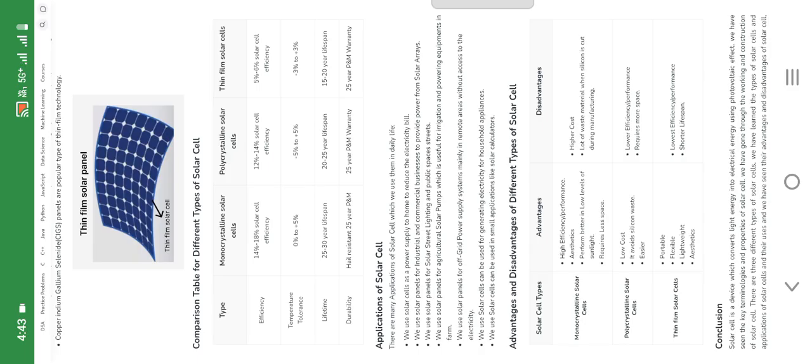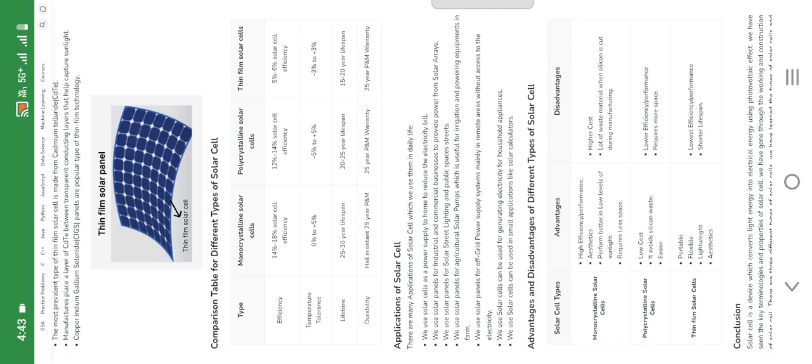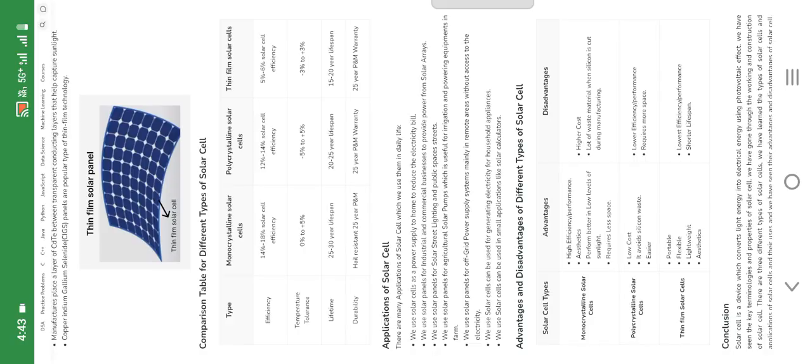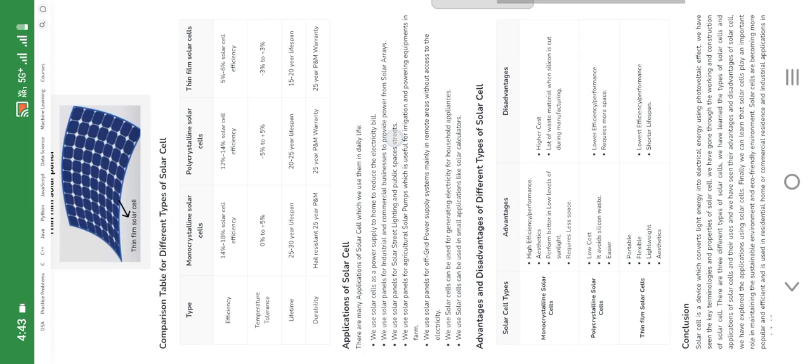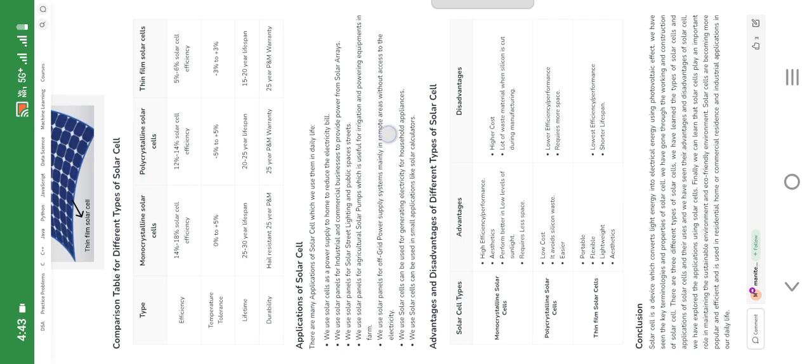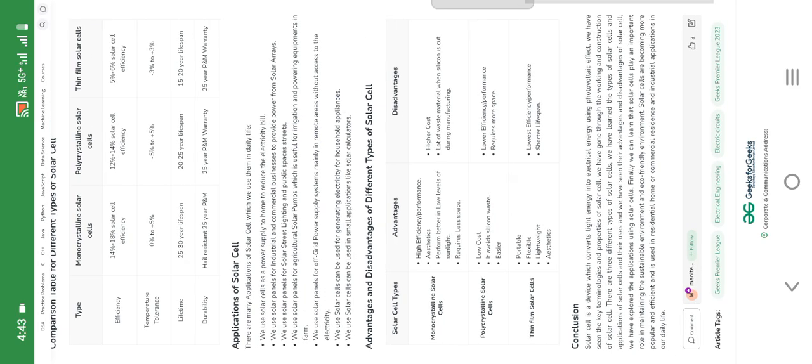For monocrystalline, polycrystalline and thin film, all are hail resistant, with a 25 year warranty.